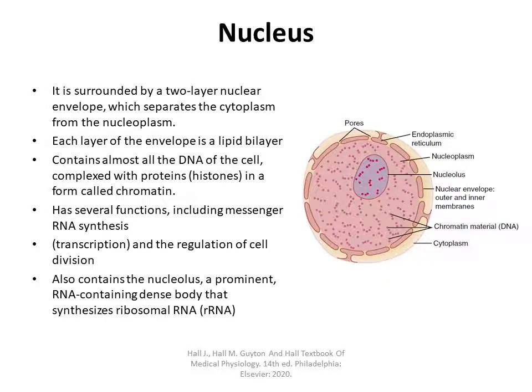As far as the nucleus is concerned, it is surrounded by a two-layer nuclear envelope which separates the cytoplasm from the nucleoplasm. Each layer of the envelope is a lipid bilayer. The nucleus contains almost all the DNA of the cell, which is complexed with proteins, and in this form the DNA is known as chromatin. It has several functions including messenger RNA synthesis, which is called transcription, and it is also involved in the regulation of cell division. Inside the nucleus is present another entity which is known as the nucleolus. It is a prominent RNA-containing dense body that synthesizes ribosomal RNA.